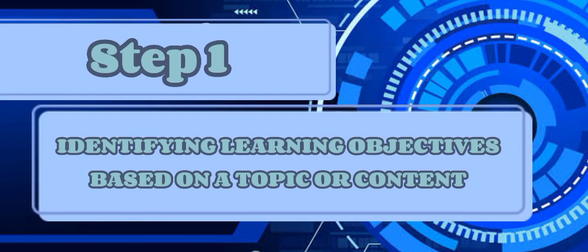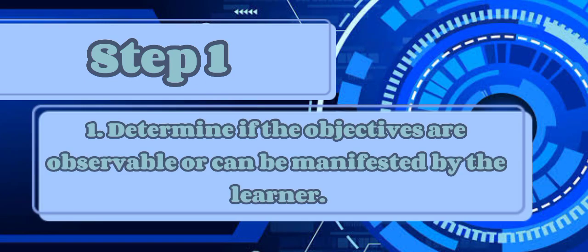I will be discussing how to design a lesson. I will be showing you the 4 steps that will serve as our guide in designing a lesson. Step 1. Identify learning objectives based on topics or content. Number 1. Determine if the objectives are observable or can be manifested by the learner.